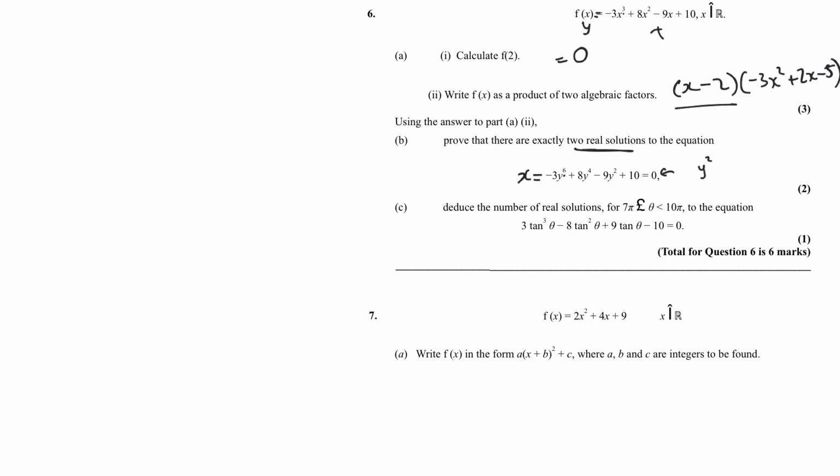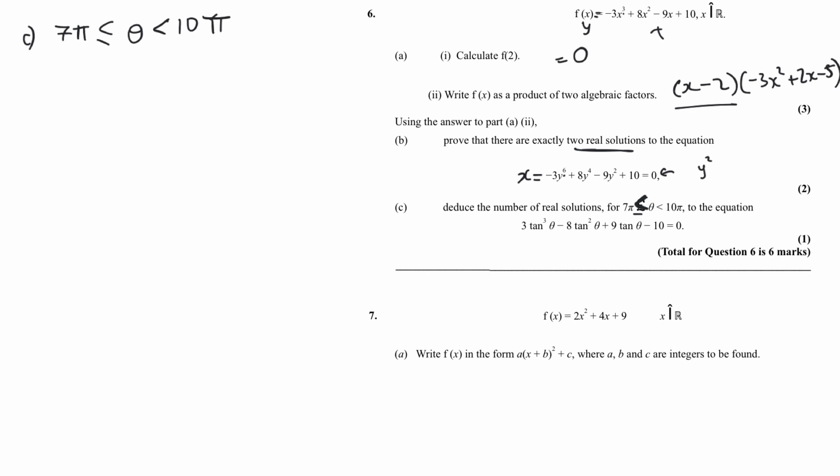And then on to part C. So part C says deduce the real number solutions for, I don't know why there's a pound sign there, but it really should be a less than or equal to sign. So I'll rewrite it up here. For 7 pi less than or equal to theta, less than or equal to 10 pi. So then it wants us to find the real number of solutions.